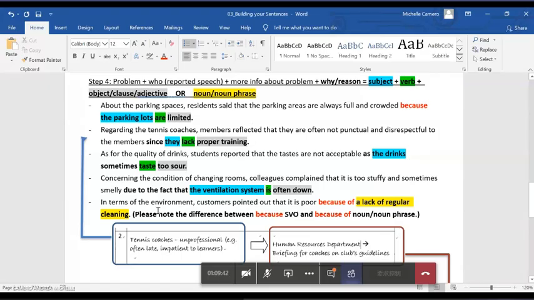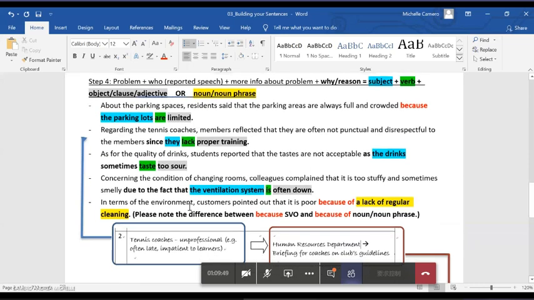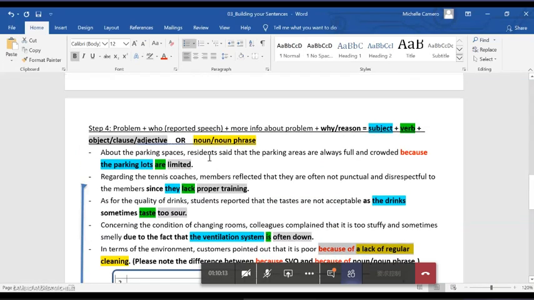All right, so that's step 1 through 4. Now let's talk about the differences between subject, verb, object, and noun phrase. And notice what it says here. Please note the difference between because and because of. All right, if you're going to use because, after the word because requires SV and maybe O. If you're going to use because of, it cannot be used with a verb after it. That's why with because of, you can only have a noun phrase or a noun. So that's why, with because of, you notice a lack of regular cleaning is a noun or noun phrase.